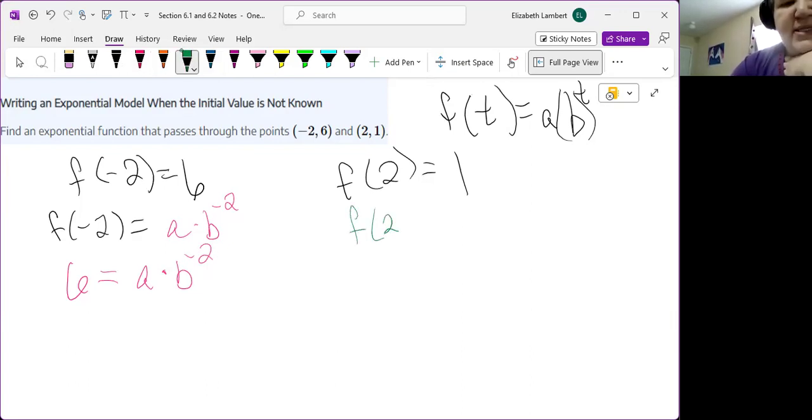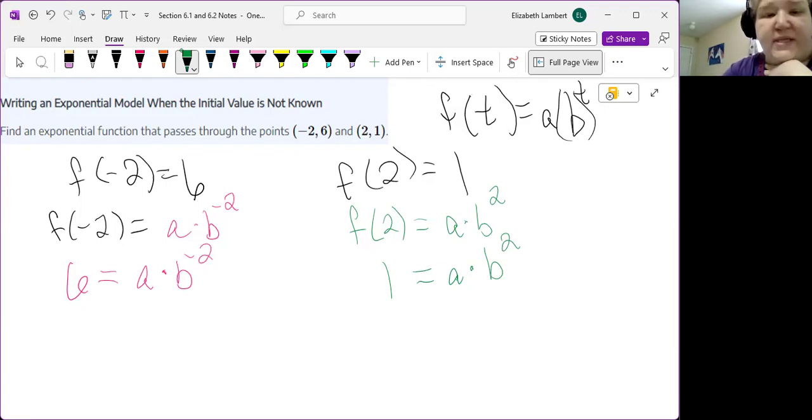F of +2 would be a times b squared. So I have 1 equals a times b squared. Okay, so I want to take one of these formulas, move it around, and plug into the other one. I have 2 equations, 2 unknowns. This is solvable.